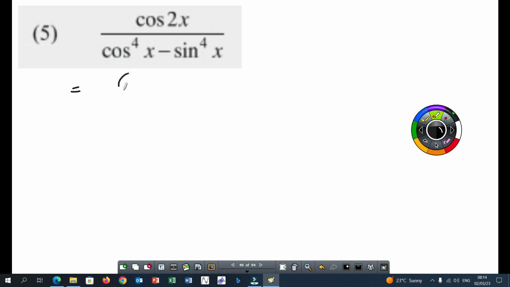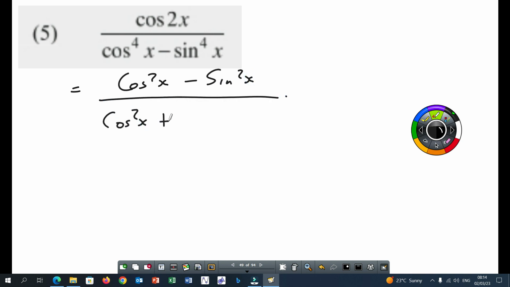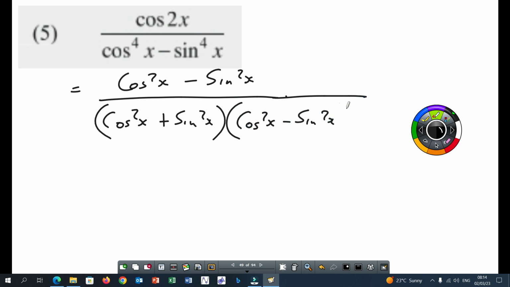So here I'll just write cos squared x minus sine squared x all over cos squared x plus sine squared x, which is 1 from grade 11, and then cos squared x minus sine squared x. Obviously, these two are going to cancel out, and our final answer is going to be the 1, because cos squared x plus sine squared x is a 1.